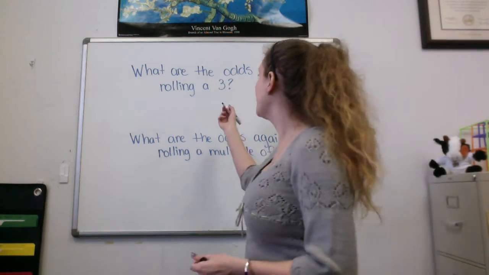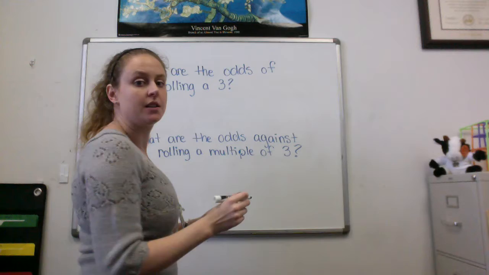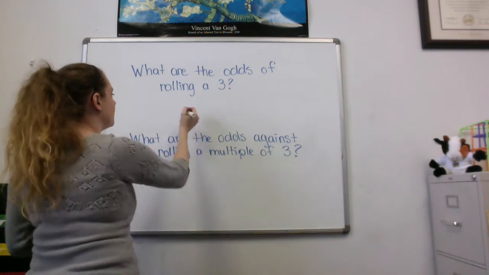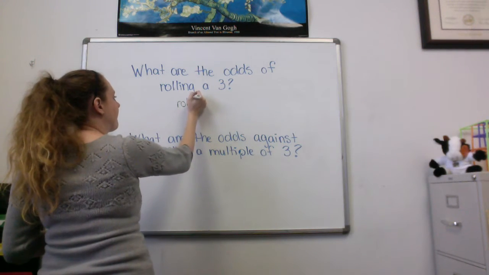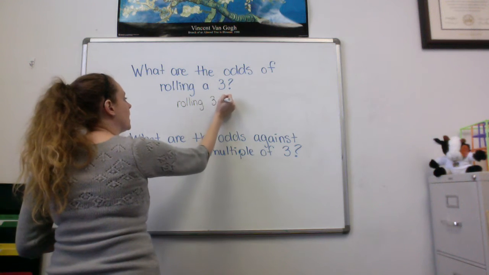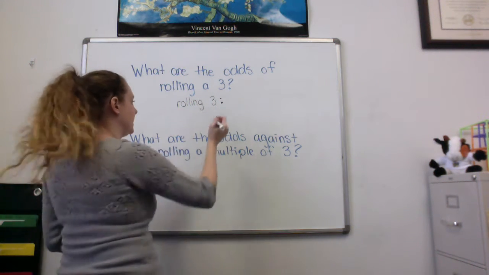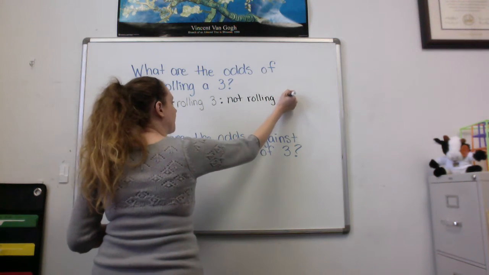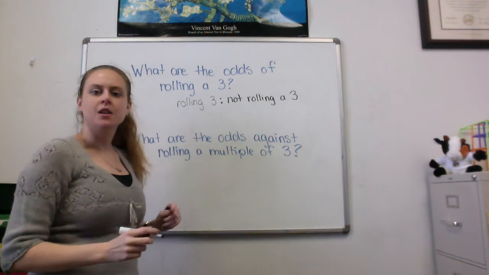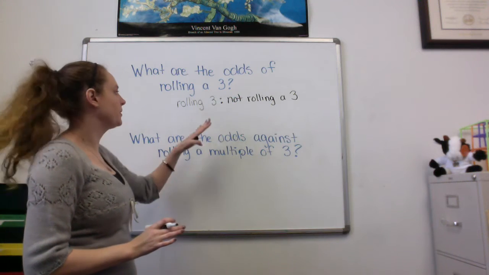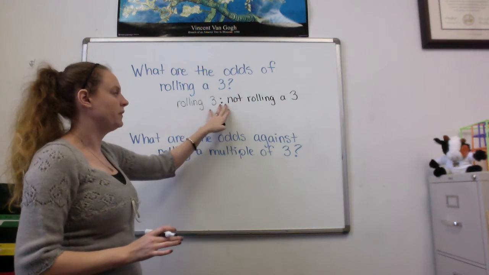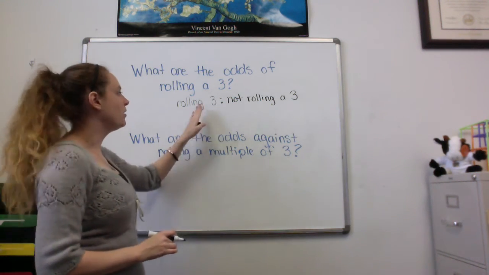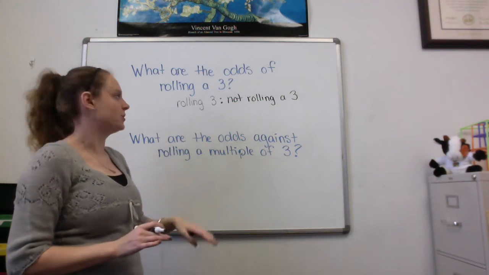So we're going to write the odds of something happening. So the odds of rolling a 3 compared to it not happening. So very similar to probability, but we're going to be writing it as a ratio, two things compared, not as a fraction. And our numbers are not going to represent the total.